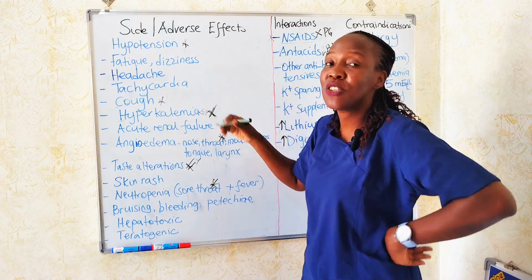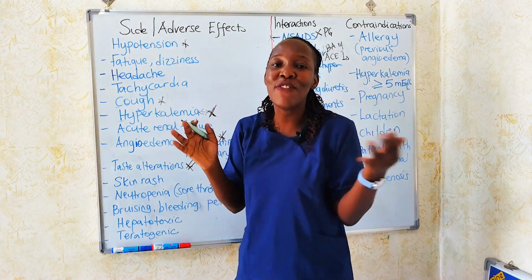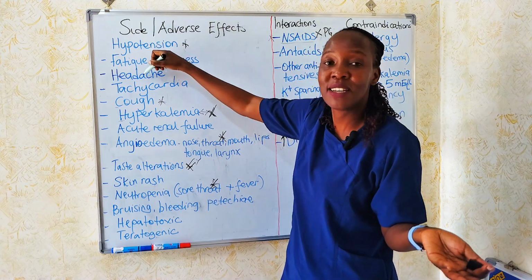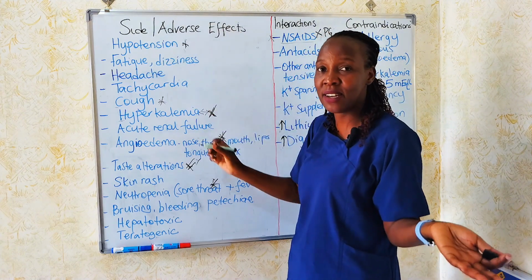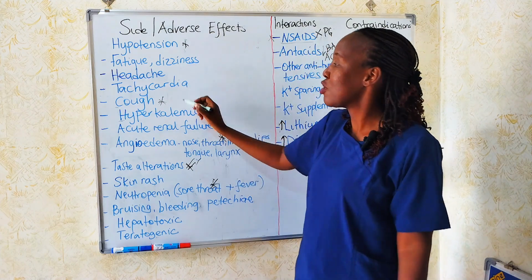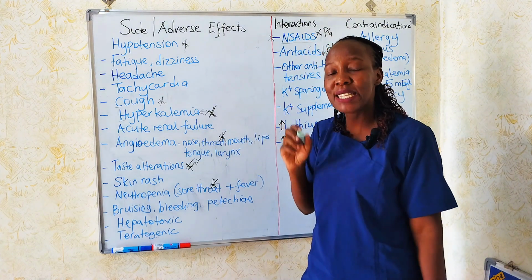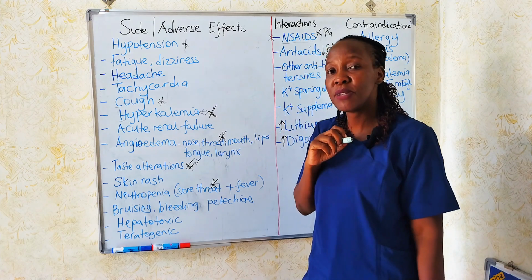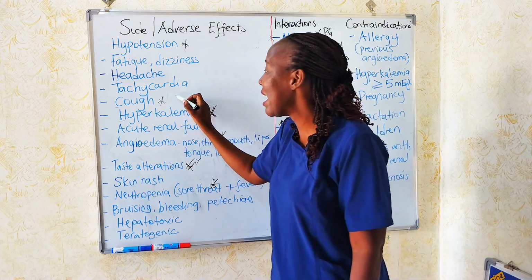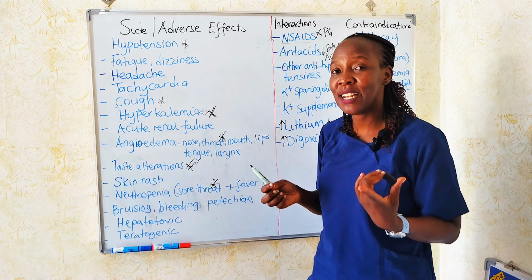Of course, some of these you're just going to reason out from how the drug works. If the drug reduces blood pressure and you're hypotensive, you're likely to be fatigued and dizzy. Tachycardia is likely to come, and the headache. You're going to see that. So note these. Also note that cough is only seen with ACE inhibitors. Cough will not be seen with angiotensin receptor blockers or renin inhibitors. Why? Because it is only an ACE inhibitor that is going to increase bradykinin levels.